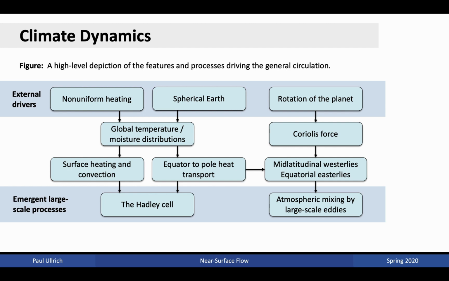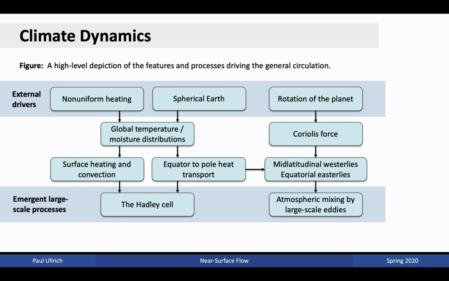There's another external driver here as well, which is rotation of the planet. This is responsible for driving the dynamics of the atmosphere. In particular, it gives rise to the Coriolis force, which gives rise to geostrophic balance. This then describes the dominant horizontal balance in the atmospheric system.